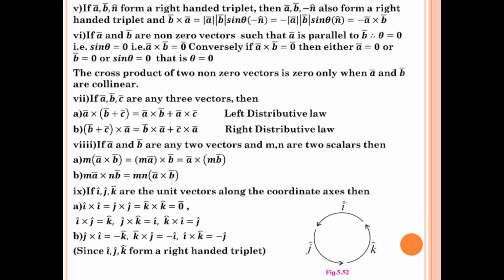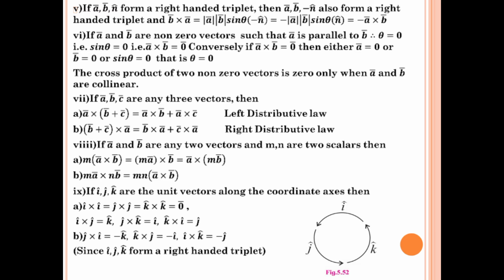7. If a vector, b vector, c vector are any three vectors, then first, a cross in bracket b vector plus c vector, we will write as a cross b plus a cross c, the left distributive law. Second, b vector plus c vector in bracket cross a is equal to b cross a plus c cross a, the right distributive law.